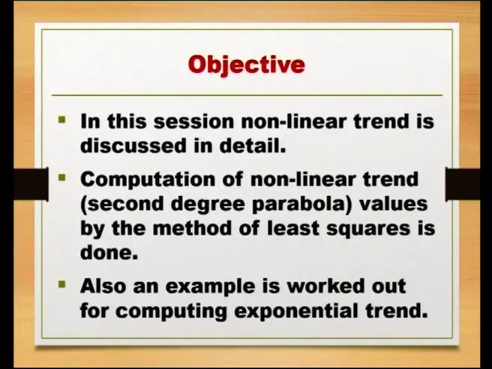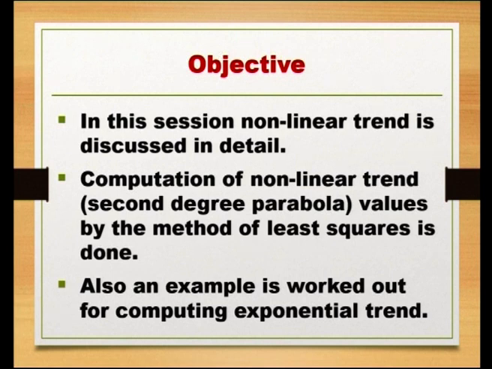Welcome to UGC lecture series. In the earlier sessions, we were talking about economic time series and various components of time series. As one of the components of time series, we are discussing secular trend. Straight line trend computation by freehand method, method of semi-averages, method of least squares and method of moving averages have been discussed.